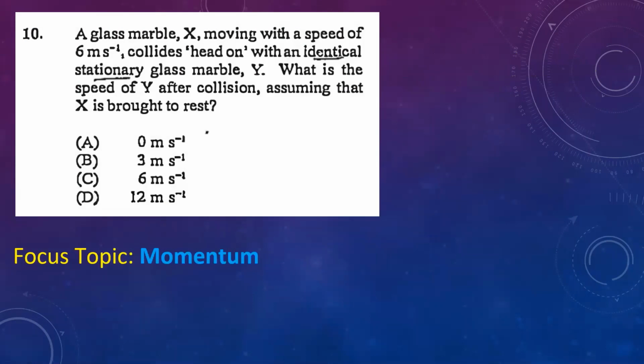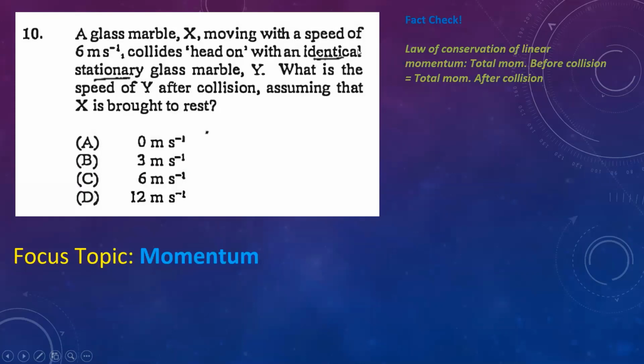Number 10, a glass marble X moving at a speed of 6 meters per second collides head-on with an identical stationary glass marble Y. What is the speed of Y after collision, assuming that X is brought to rest? So in the law of conservation of linear momentum, we know that total momentum before collision is equal to total momentum after collision. And since X was moving while Y was stationary, then the initial momentum of X will be the total momentum. And then after the collision, X is brought to rest.